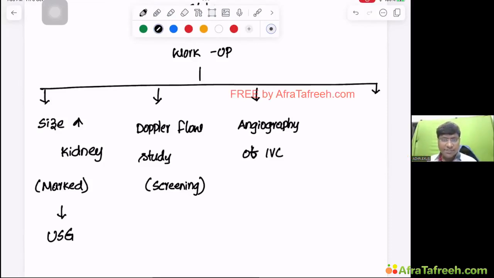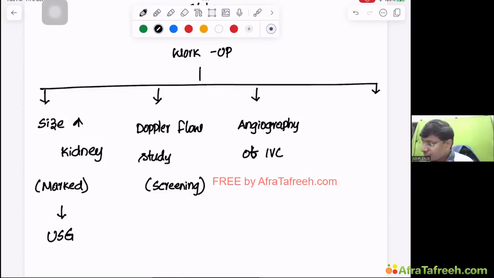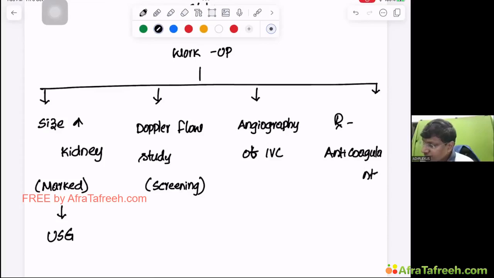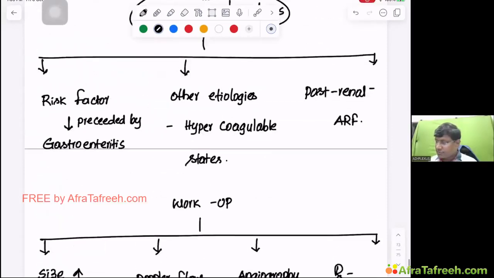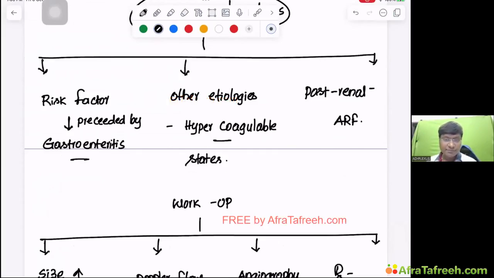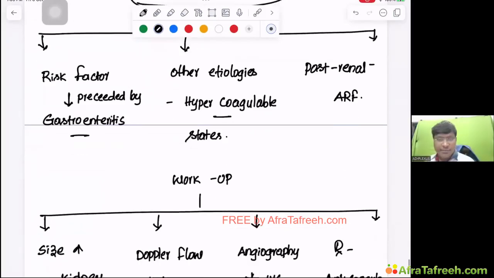And how do you treat these patients? The treatment is anticoagulants. But regarding the etiology, there are a few more points to be discussed. So what did we discuss? One is being preceded by gastroenteritis, then hypercoagulable states. What will be those hypercoagulable states? Like pregnancy, taking oral contraceptive pills rich in estrogen, dehydration. Even malignancy, that is renal cell carcinoma, is another important etiology.